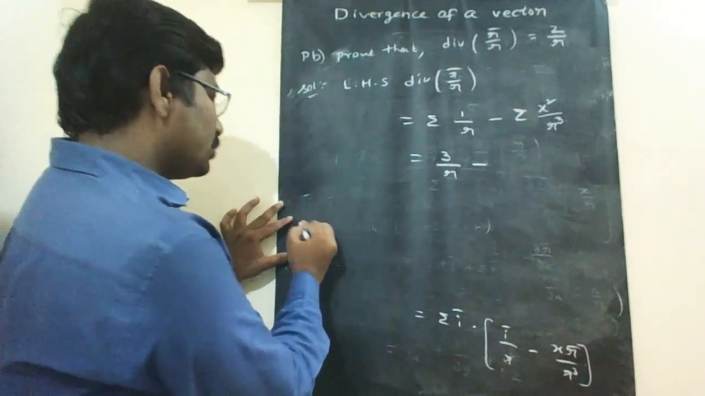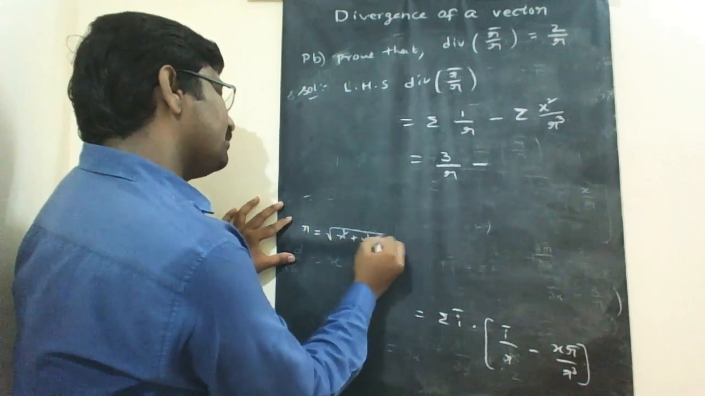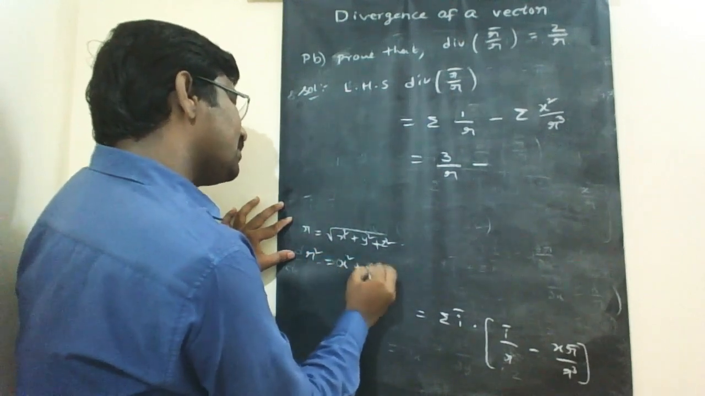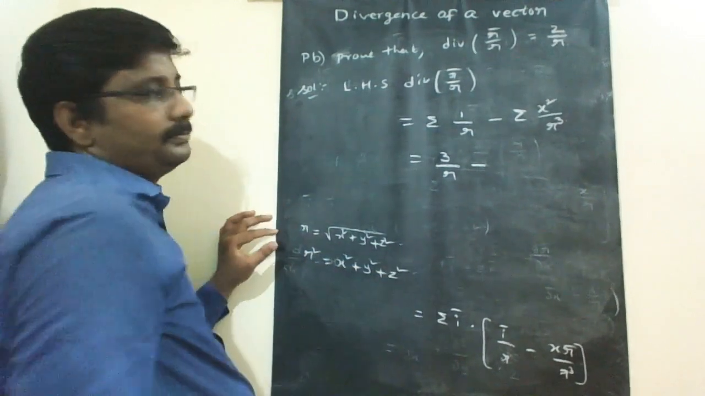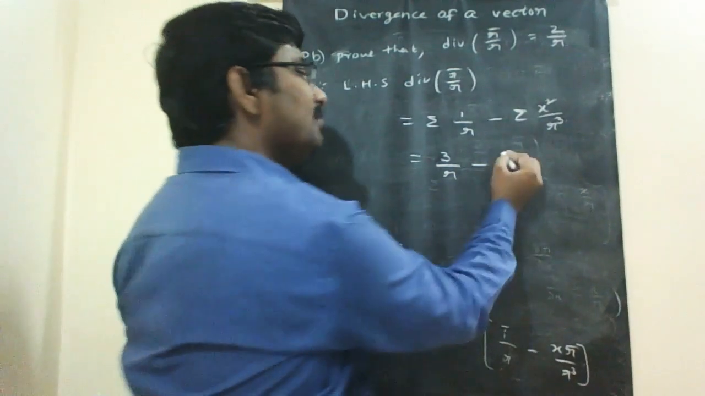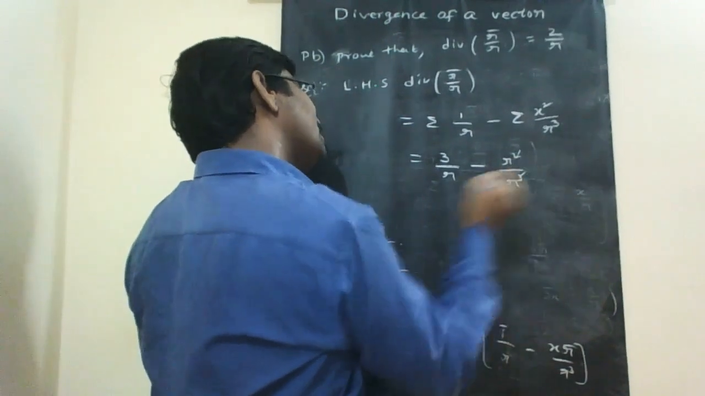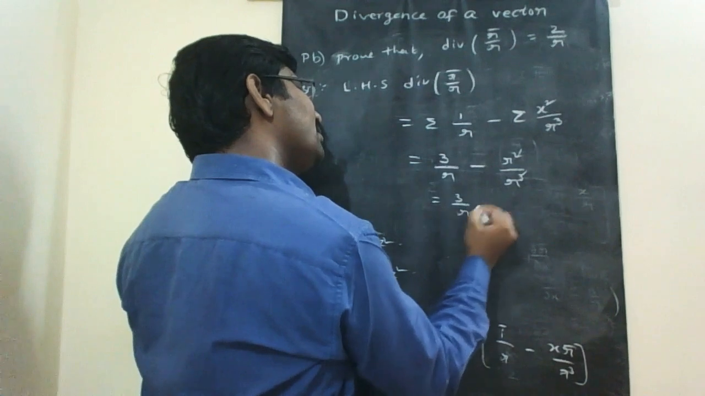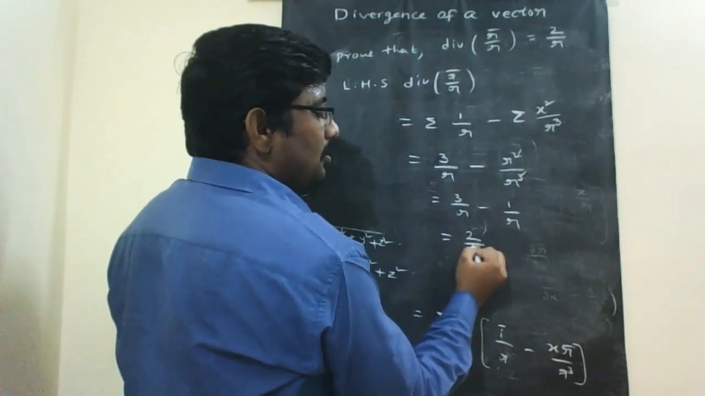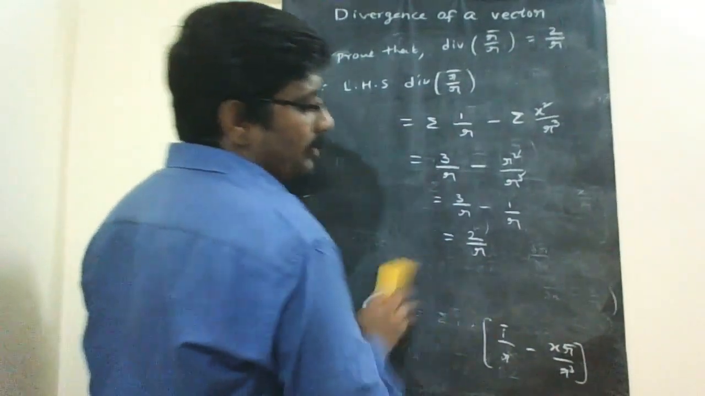So already we have proved that R is root of x square plus y square plus z square. Now squaring on both sides, we will have R square is x square plus y square plus z square. So the summation x square is replaced with R square. So that is R square by R cubed. Clearly R square gets cancelled, that is 3 by R minus 1 by R. But what is 3 by R minus 1 by R? 2 by R. So it is the required value of divergence of R bar by R.